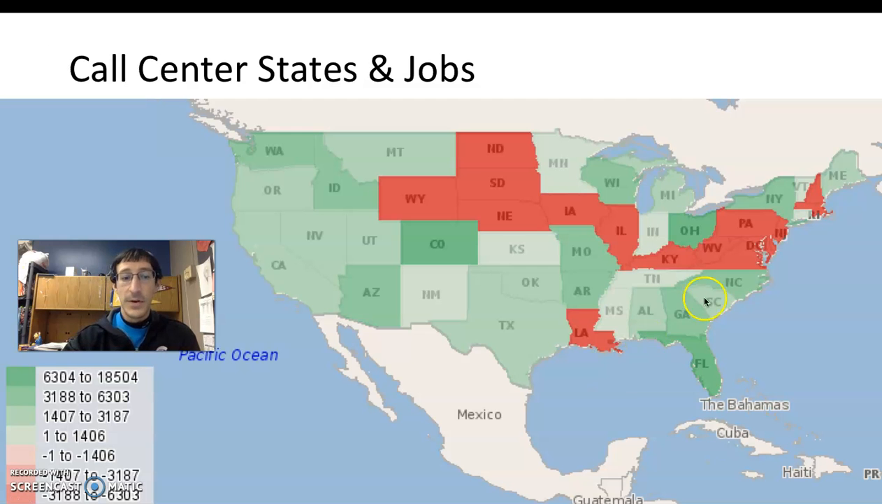Okay, so in terms of call center jobs, who has lost the most are in the red states, who has gained the most, and again, this goes back to about 2010-ish within there. Okay, so you see states where they're growing, but also states where they're losing jobs too.